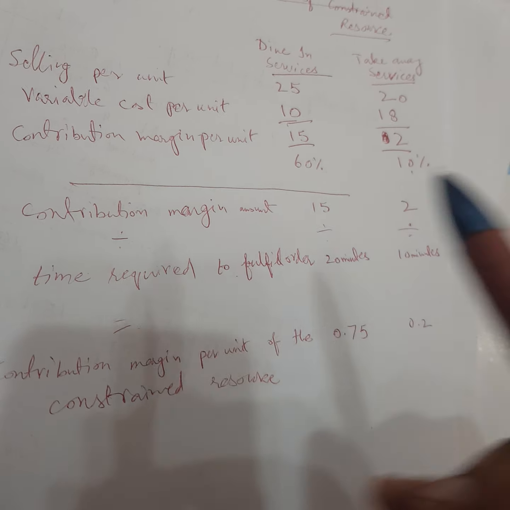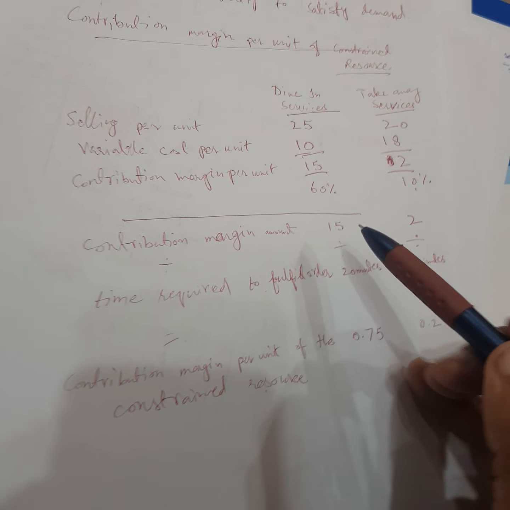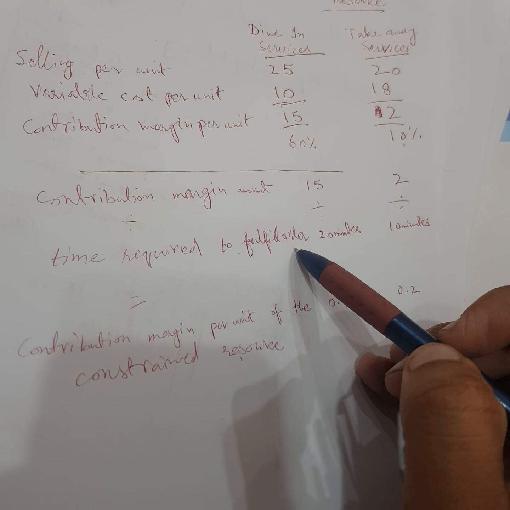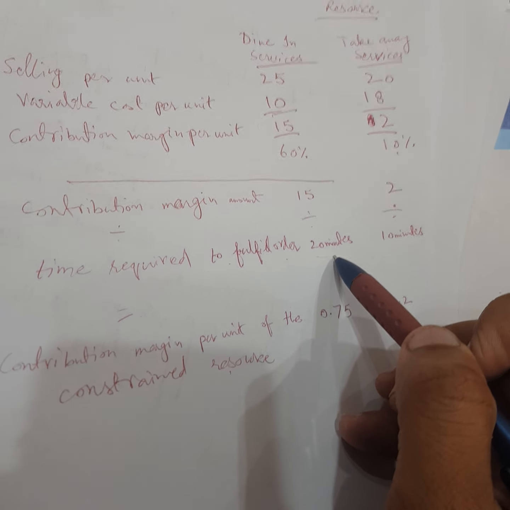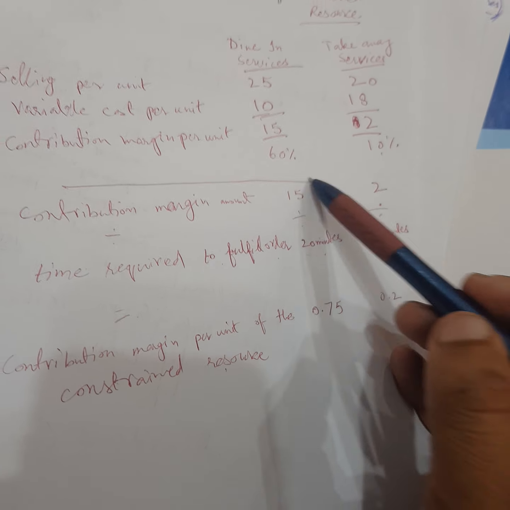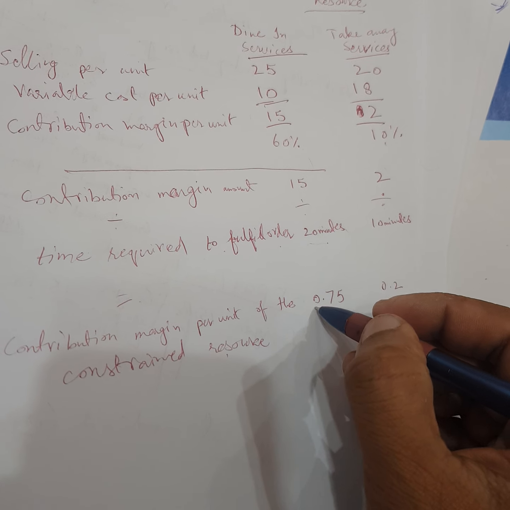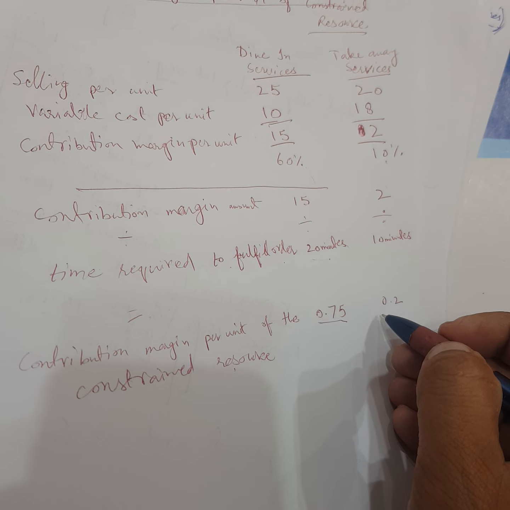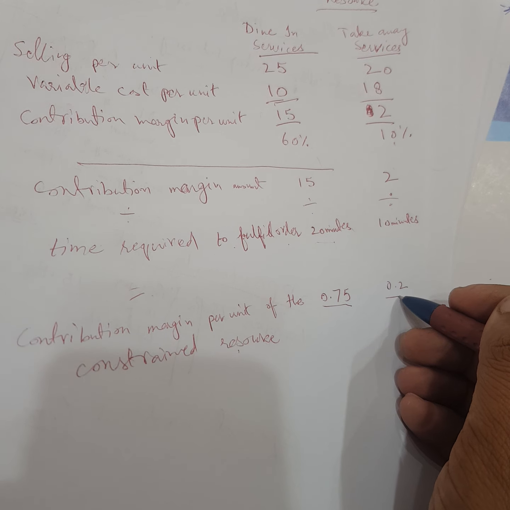is 10%. Now if we want to calculate the contribution margin per unit of constrained resource, we will divide the contribution margin amount by the time required to fulfill the order. For dine-in services, the time required to fulfill an order is 20 minutes. For takeaway service, the time required to fulfill an order is 10 minutes. If we divide these values, our contribution margin per unit of the constrained resource will be 0.75 rupees per unit, and our contribution margin per unit of constrained resource for takeaway services is 0.2 rupees.